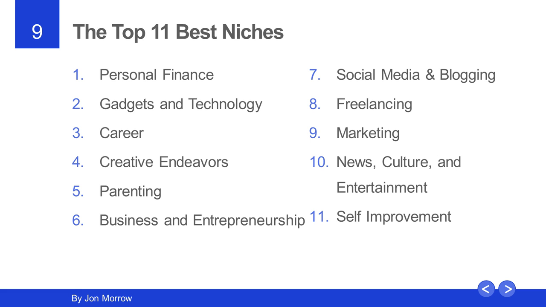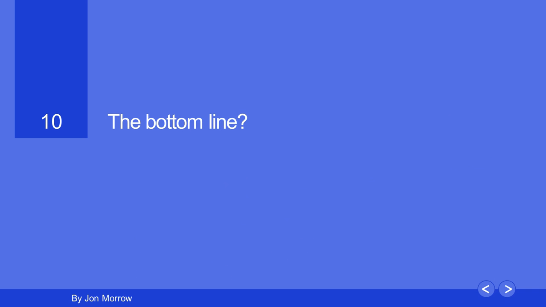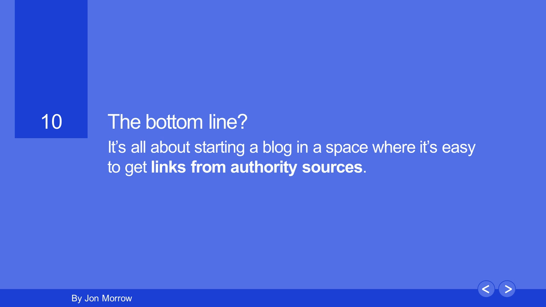All right. So I hope this has been helpful to you. The bottom line here, what connects all of this together, is that it's all about starting a blog in a space where it's easy to get links from authority sources. Because links from authority sources, and by authority sources I mean other big blogs, other big podcasts, other big YouTube channels, whatever it is, okay? You have to get those links.